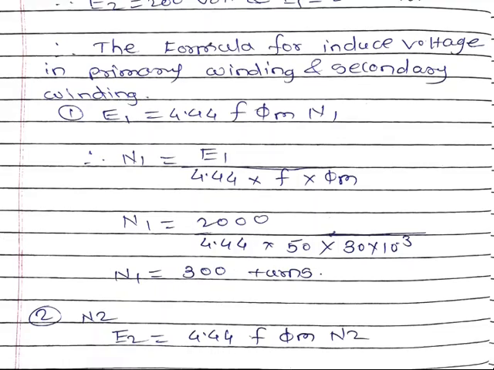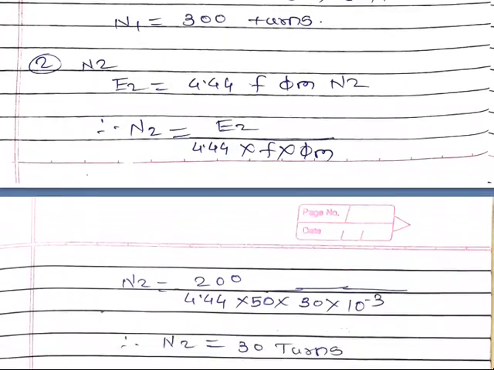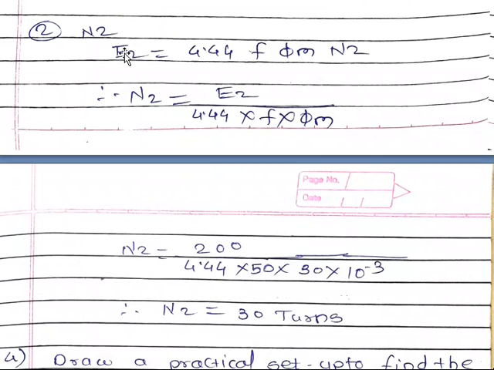Now we calculate the value of N2. For that we use the formula E2 is equal to 4.44 f phi m N2. Therefore N2 is equal to E2 divided by, we transfer these three terms to the LHS, E2 divided by 4.44 into f into phi m.